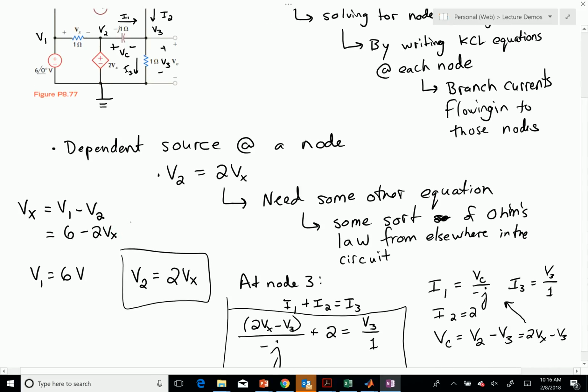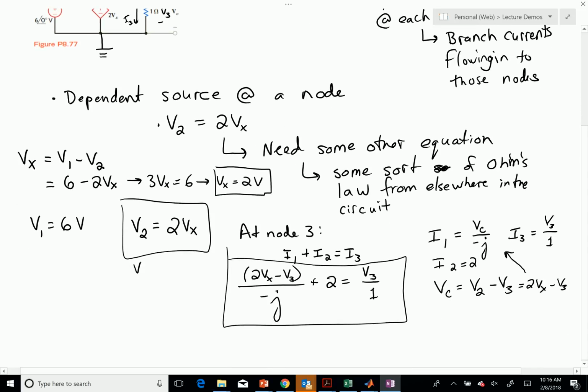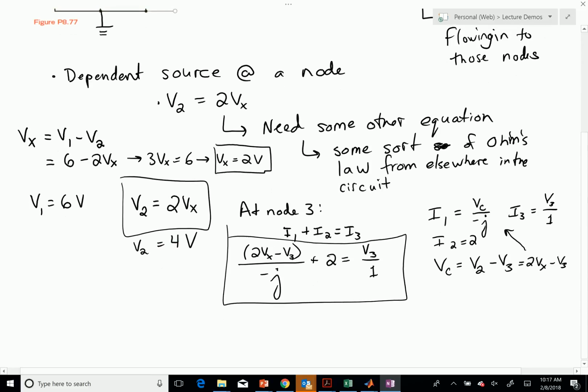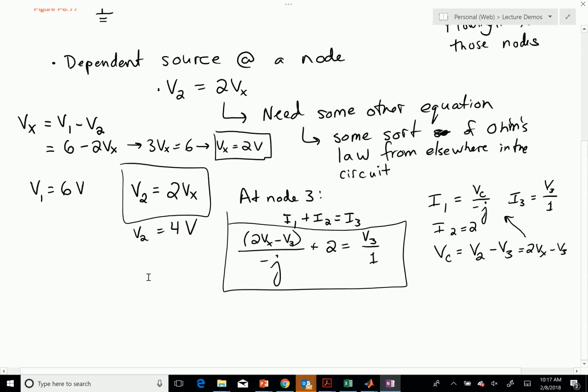What do I have? 3Vx equals 6, or Vx equals 2 volts. Okay, so from that, V2 equals 4 volts. Now I need to solve for V3.